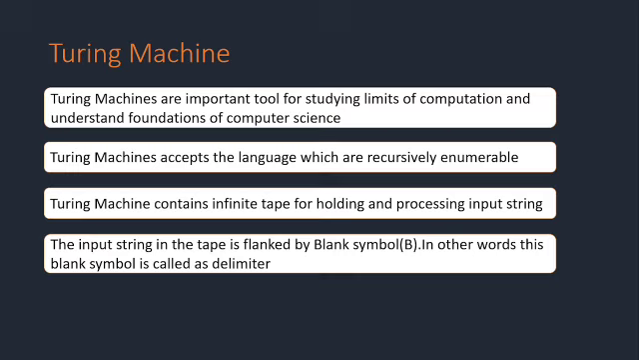Now, since this is an infinite tape, we have to identify where the string starts and where the string ends. For that purpose, we will be using blank symbols, which are used to flank the string. For instance, a blank symbol will be accommodated in the front of the string as well as in the back of the string. So, in between these blank spaces, you can see that there is a string. In other sense, these blank symbols are also called as delimiters.